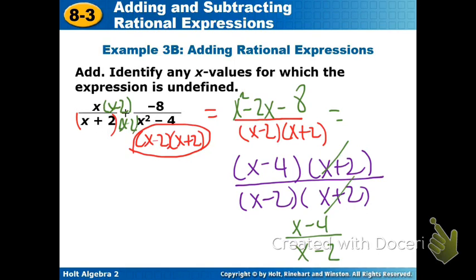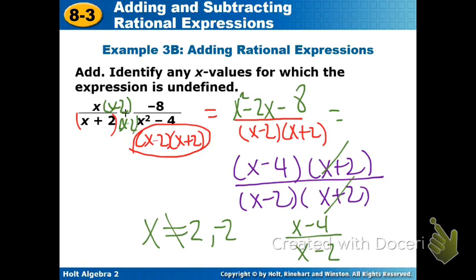Now, do you want to tell me where this one is undefined at? What can x not equal? 2. Anything else? 4. No. Go back up here before we canceled. Before we canceled, we had x minus 2 and we had x plus 2. It cannot be the 2 because this one would go to 0. It can also not be negative 2. It'll go to 0 there.